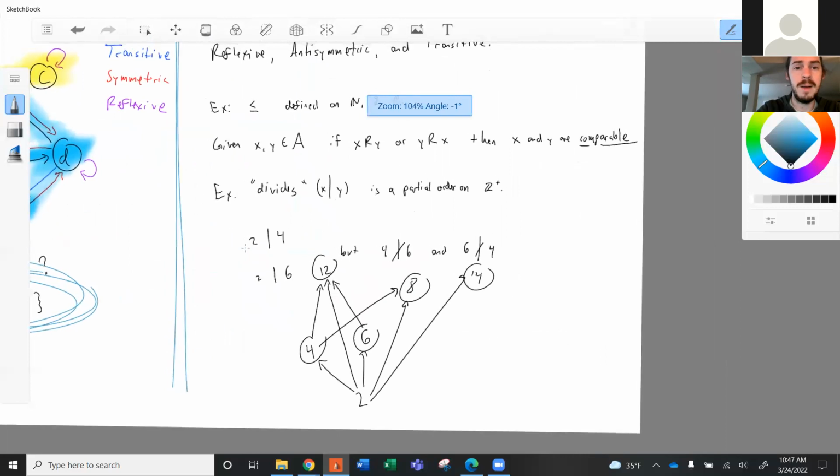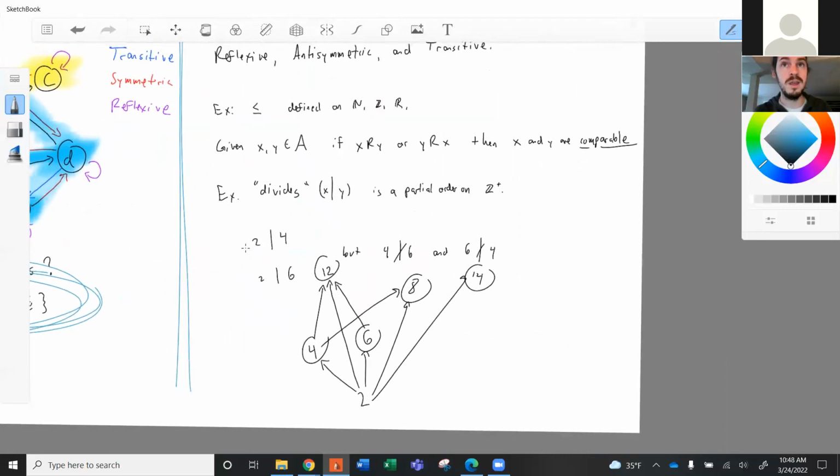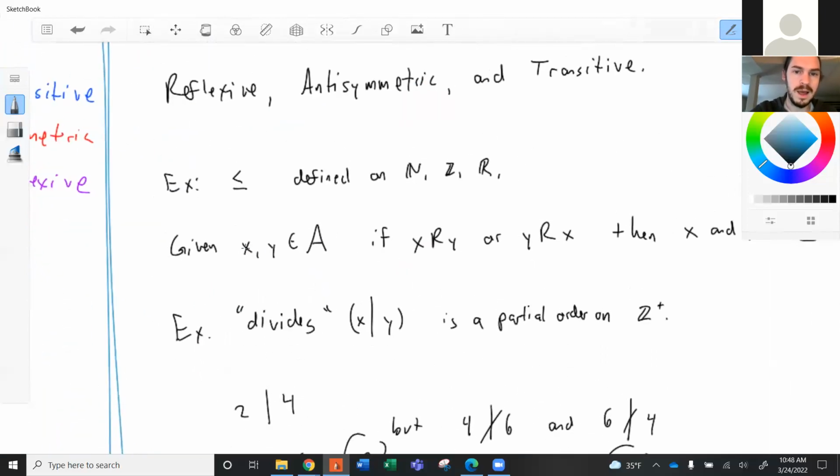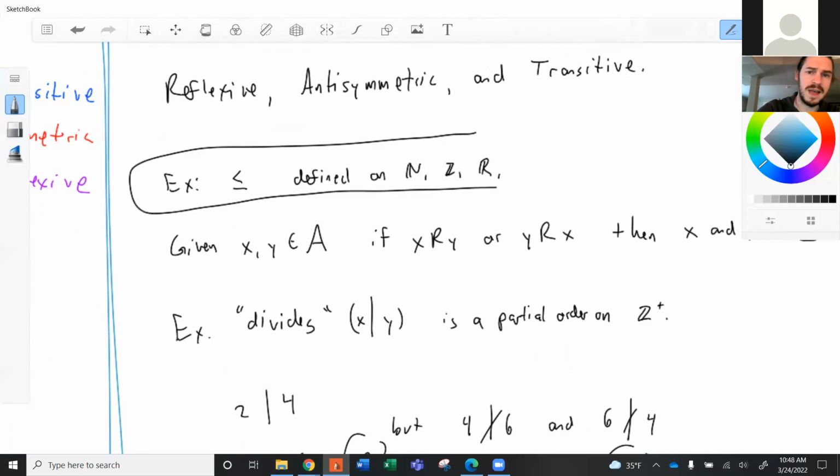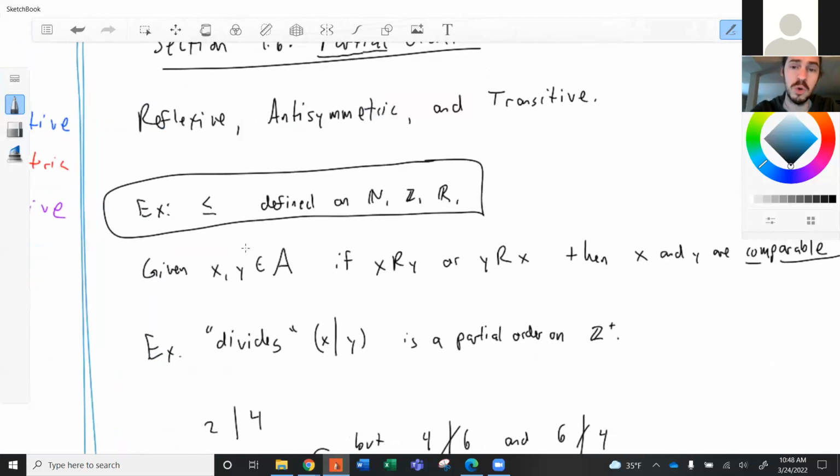Okay, so the less than or equal to is our touchstone, sort of. We can go back to that as our typical example of what a partial order is, because it's the most familiar one, but it has the problem that it is not just a partial order.